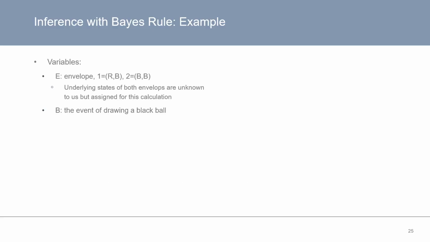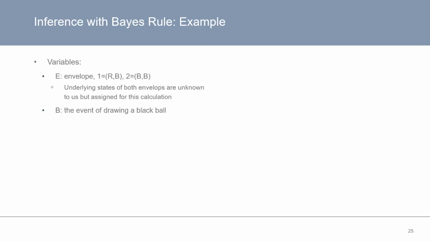With your answer in mind, let's walk through how to calculate the best choice in this example problem. Let's start off by defining the variables we use. The variable E is used to represent an envelope, where envelope 1 has a red ball and a black ball, and envelope 2 has two black balls.